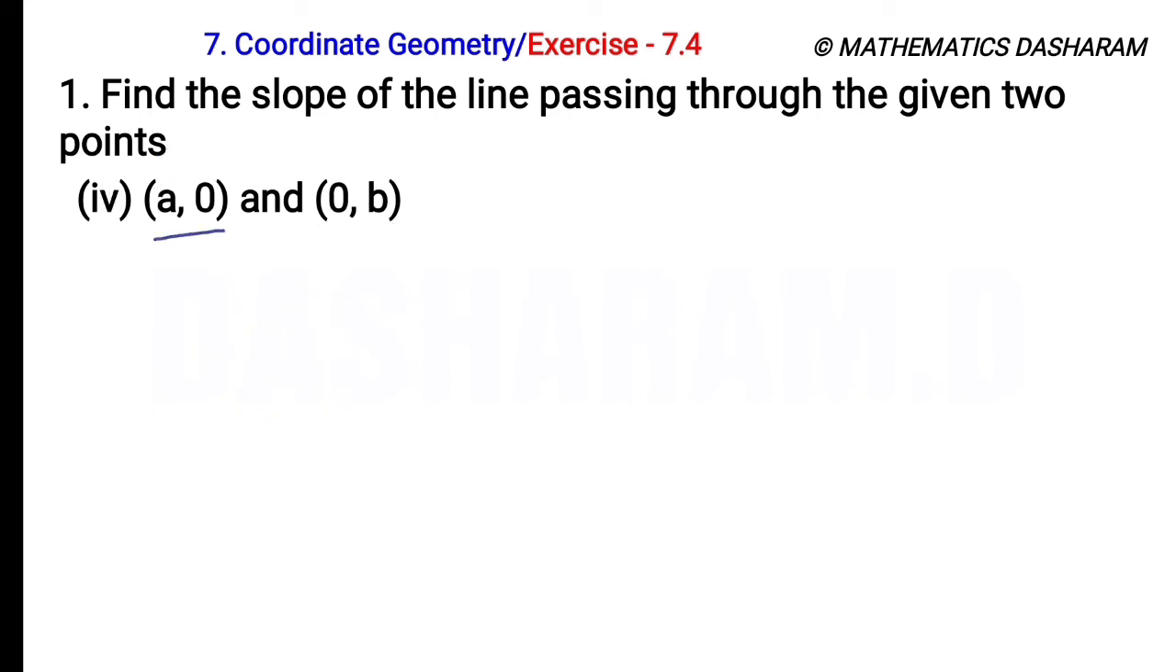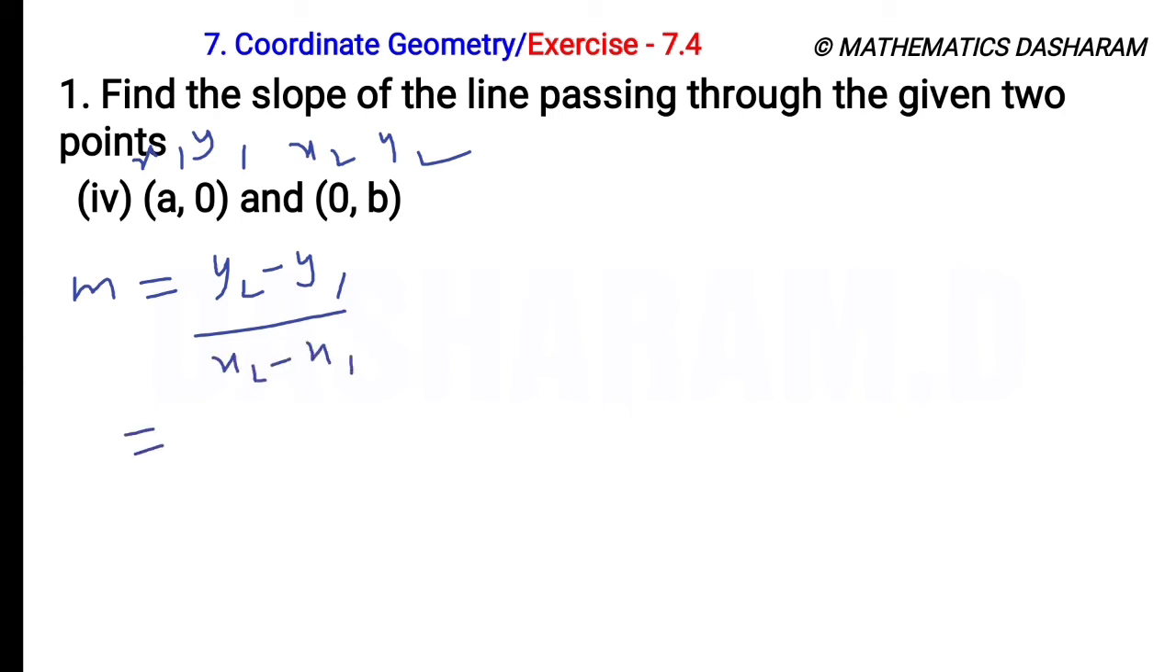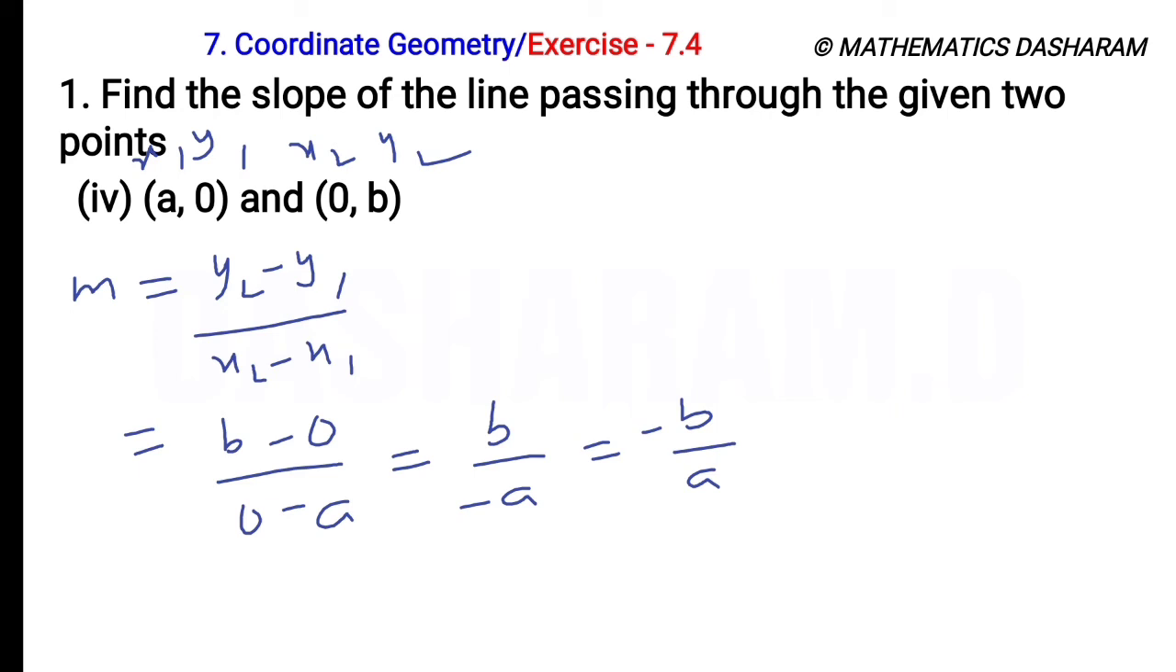Fourth question, a comma 0 and 0 comma b. So here is a, x1, y1, x2, y2. The slope m equals y2 minus y1 divided by x2 minus x1. So y2 value b minus y1 value 0, x2 value 0 minus x1 value a. So b minus 0 is b, but 0 minus a is minus a. Now this minus can be written in the numerator place, so minus b by a is the slope of the given line.